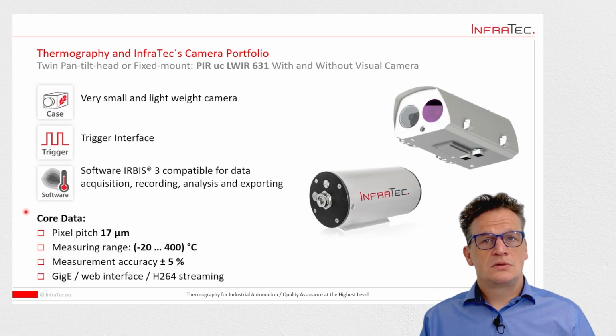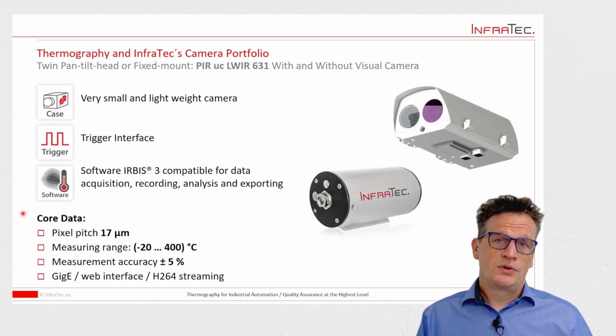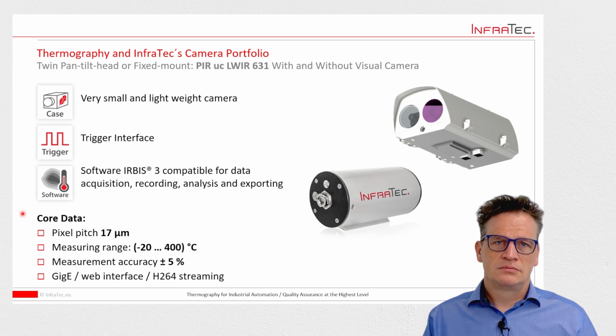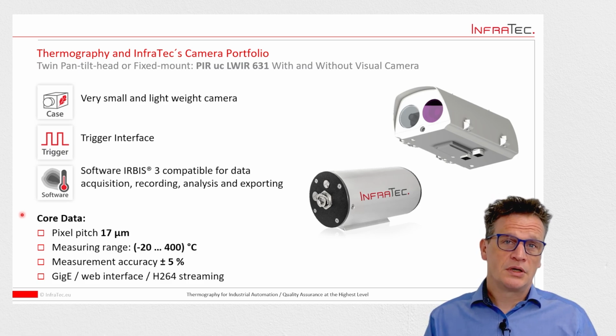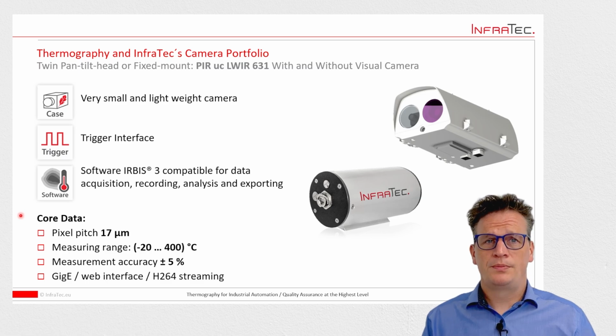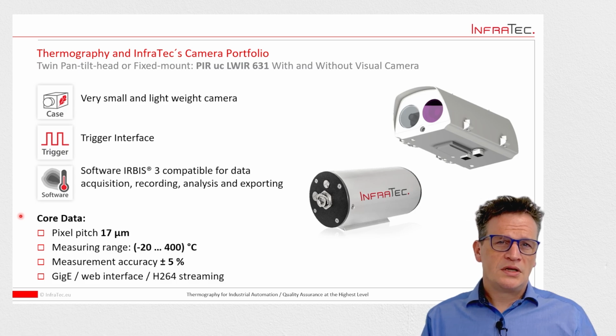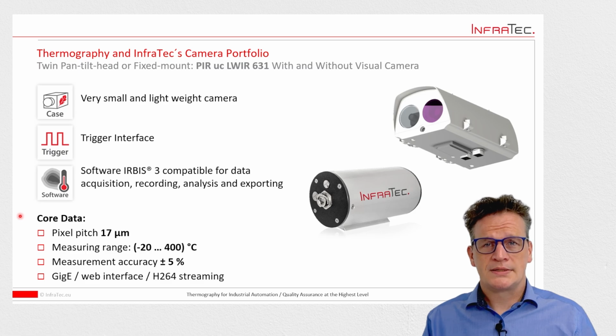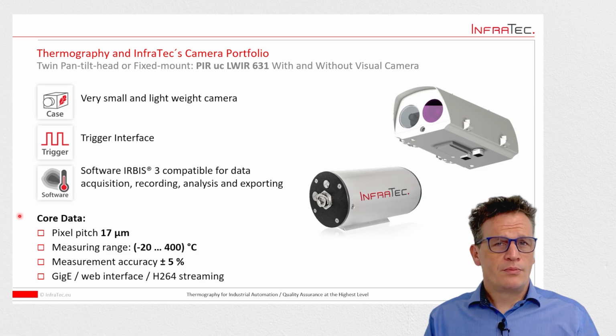The long-wave infrared camera 631 is not only compact, but also highly integrable. It features digital trigger inputs. It is fully compatible with our IRBIS 3 software. The camera supports modern interfaces such as GigE and even provides web access. A camera ideal for OEM projects or system monitoring.